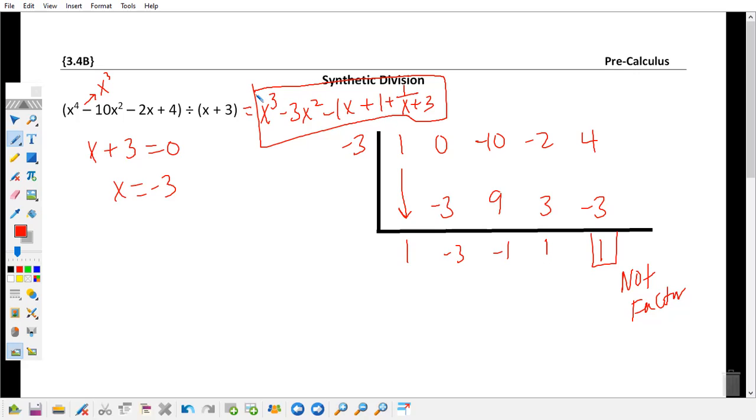What happened to the fourth power? You divided out an x. So when I divide something out, it's going to reduce it, right? Yes, ma'am.